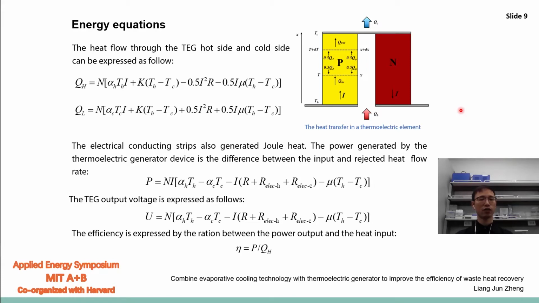So this is the energy equation. As shown in this figure, there is heat transfer in the thermoelectric elements. These thermoelectric elements are composed of a p-type and an n-type semiconductor, with the electric conductor. QH is the heat input to the TEG. QL is the heat dissipated from the TEG. And we can also write the TEG output power P, TEG output voltage U, and TEG efficiency omega.